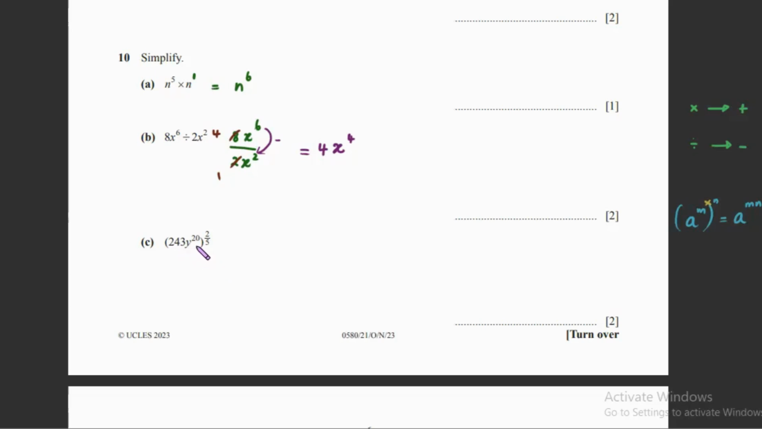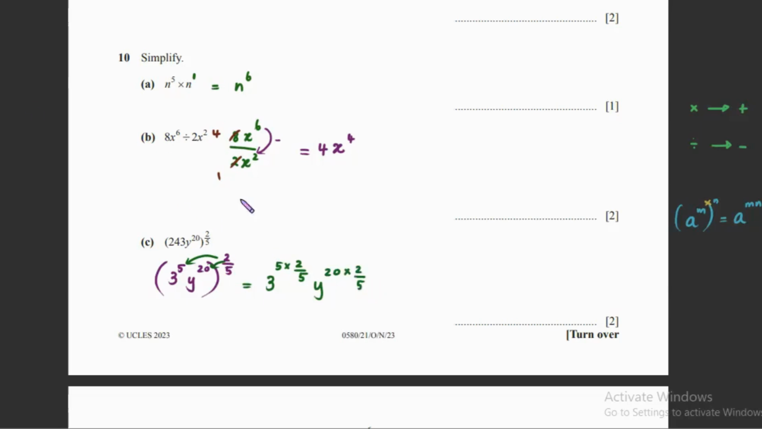So I can write this 243 as 3 to the power 5. And I have y to the power 20. This entire thing will share this fractional index, which is 2/5, which means this 2/5 gets multiplied with this 5 as well as with this 20. So this makes 3 to the power 5 times 2 over 5. And we have y to the power 20 times 2 over 5.